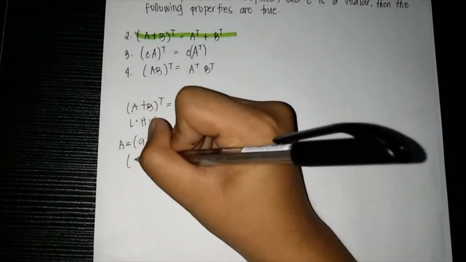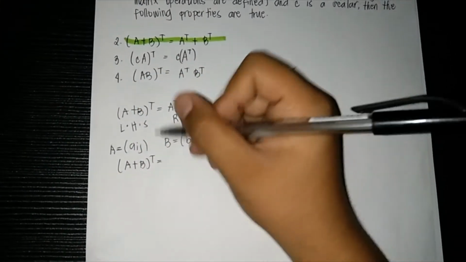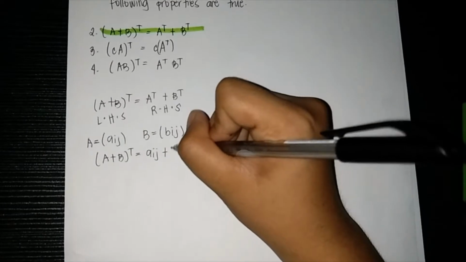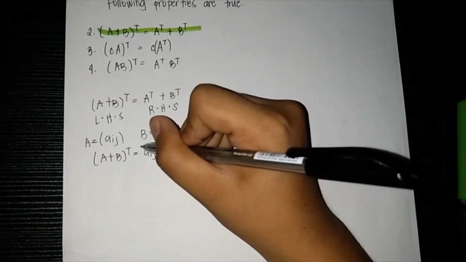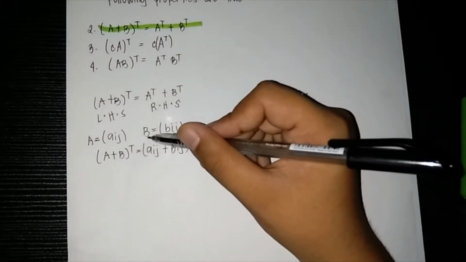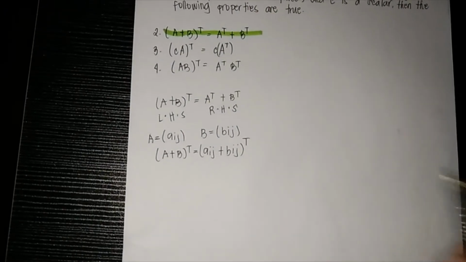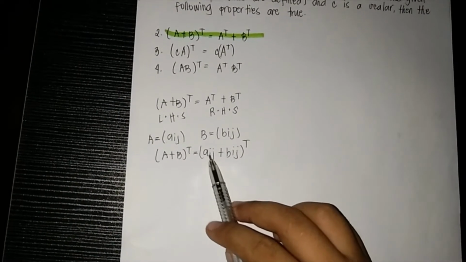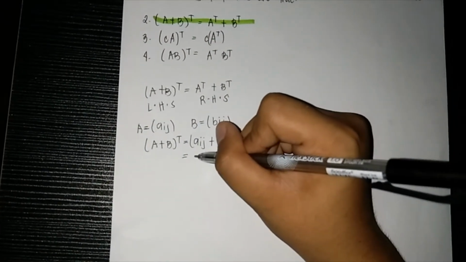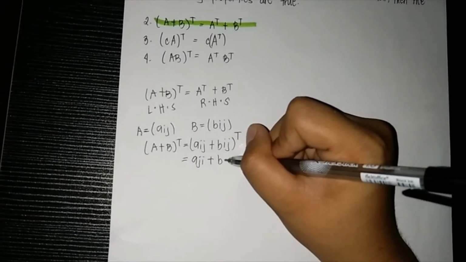So (A plus B) transpose is equal to (Aij plus Bij) transpose. Now let's apply this transpose on Aij plus Bij. So the answer is Aji plus Bji.